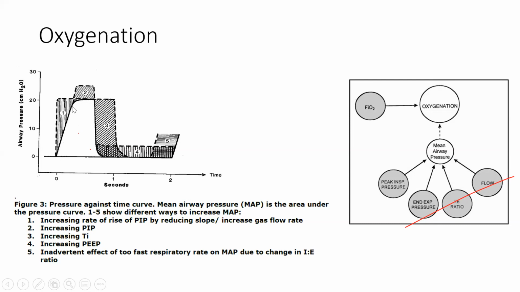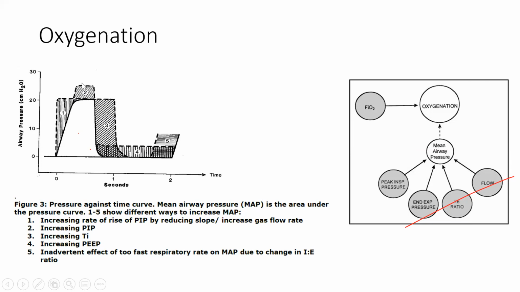If you increase the peak inspiratory pressure from here to there, the area under the curve is increasing. If you increase the slope from here to there, or you want to have a prolonged inspiratory time, or you want to increase the peak end expiratory pressure, that means the slope, peak inspiratory pressure, inspiratory time, and PEEP, all four parameters can influence the oxygenation along with the FiO2. Makes sense?